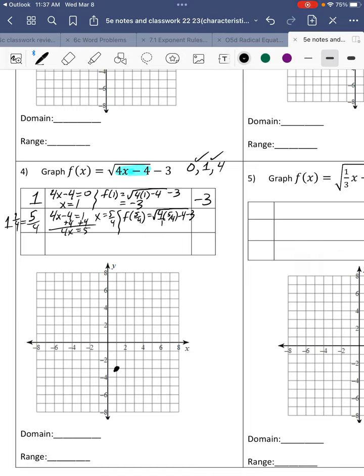And then we have 4 times 5 is 20. 1 times 4 is 4. So multiply your numerators, multiply your denominators, and we'll get that to be 5. And the square root of 5 minus 4 is 1, which is exactly what we want it to be, 1. And the square root of 1 is 1, minus 3 is negative 2. So 1 1/4, just a little past 1, negative 2. So we're getting a similar situation to my last one where our points are really close to each other.